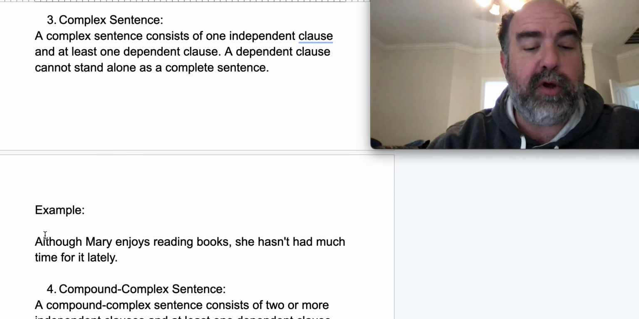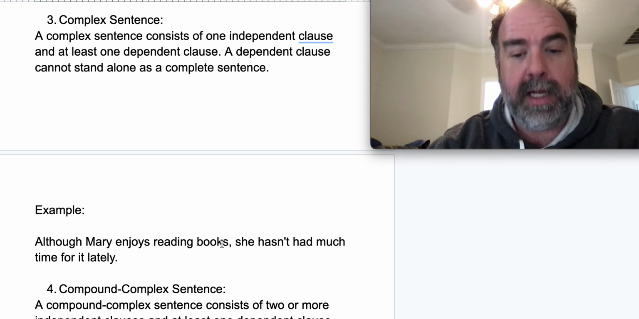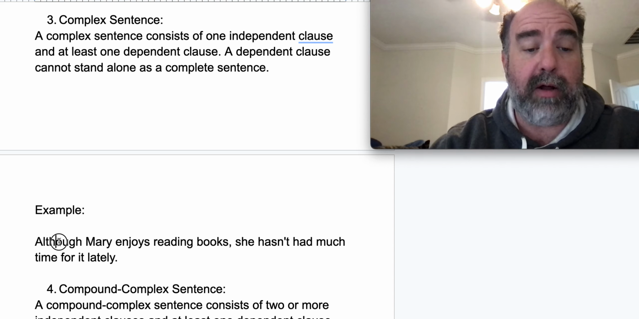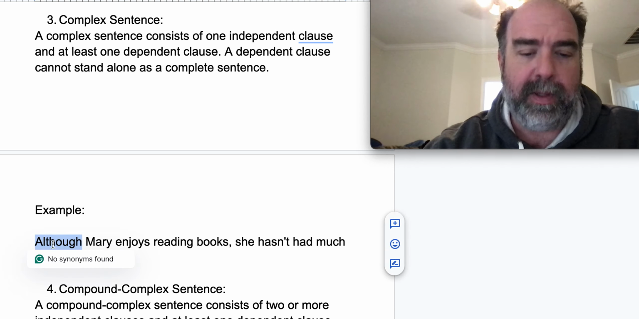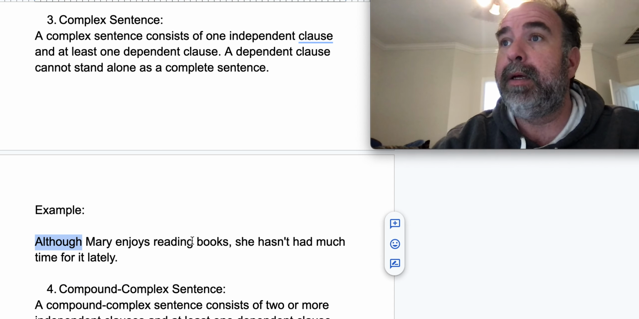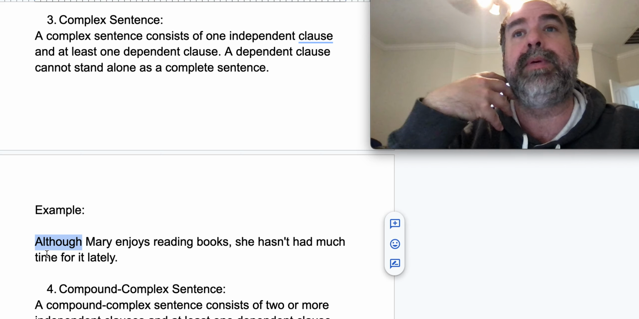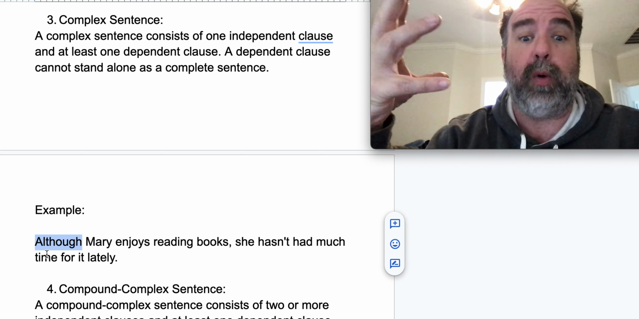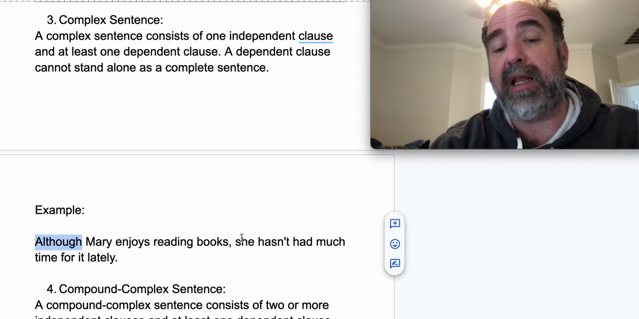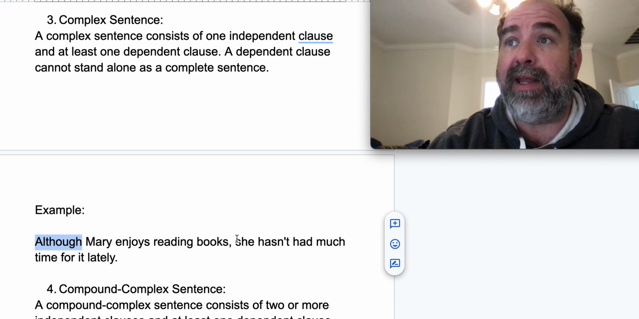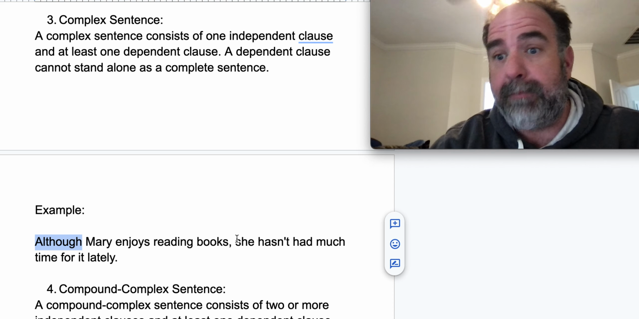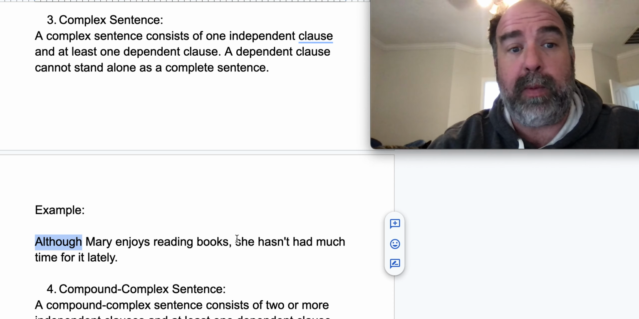So, for example, although Mary enjoys reading books, she hasn't had much time for it lately. So, although, here's an adverb. Although Mary enjoys reading books is not a sentence. Because of the word although, you know that there needs to be something to close the door. You've opened the door with although, but now you've got to close it. She hasn't had much time for it lately. So that closes the door. So that's how I like to think of independent clauses. One opens the door, the other closes the door. We'll look at some examples in a minute when we discuss that.